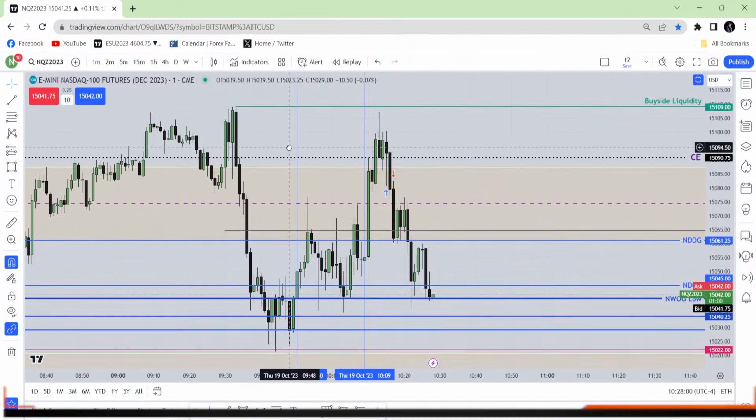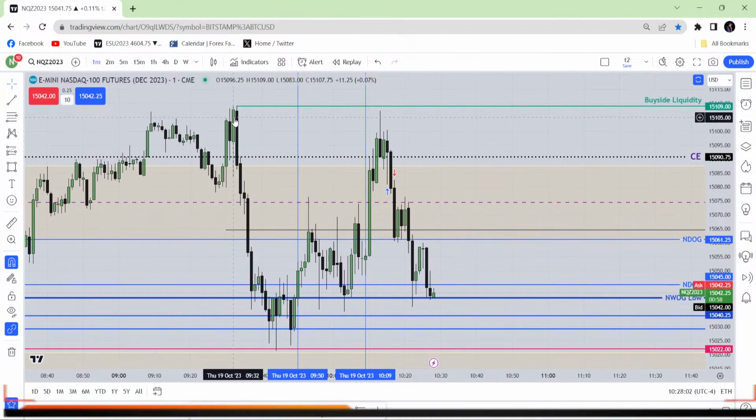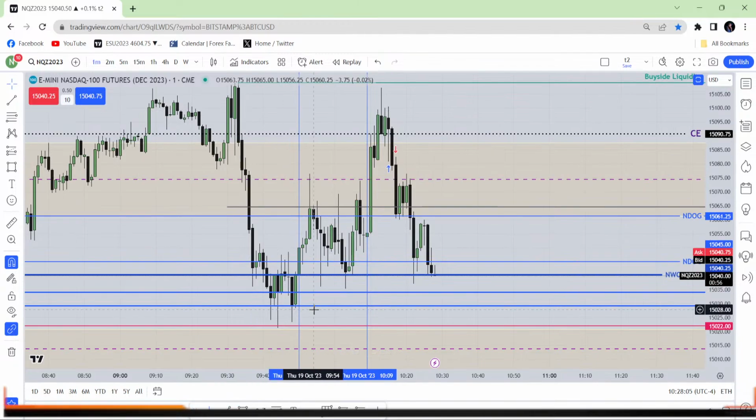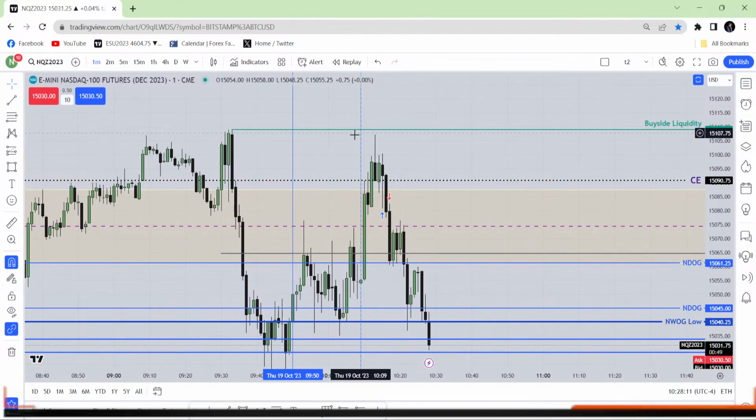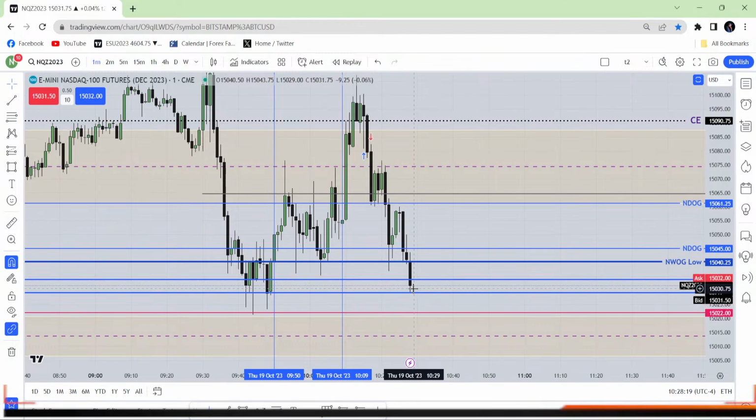Look at what the price has done. It went higher and took the buy side liquidity. It went lower and took the sell side liquidity. Very nice market structure shift along the way. Everything is very perfect, but it failed to take the buy side liquidity. Look, it went higher, but it failed to take it. Instead, it's going lower again. Okay.